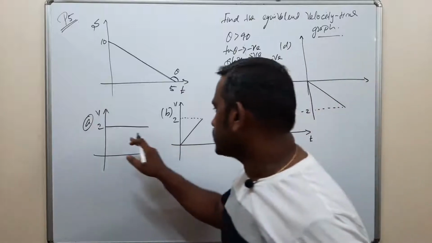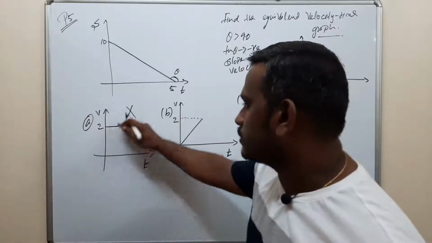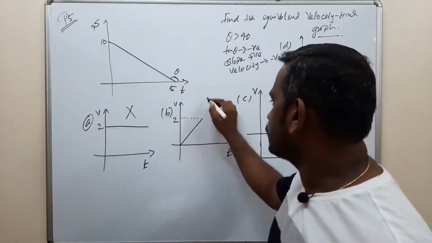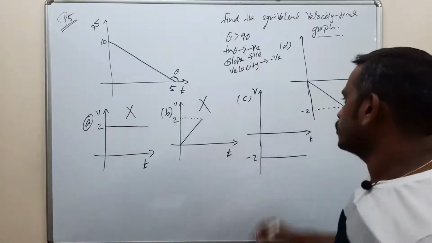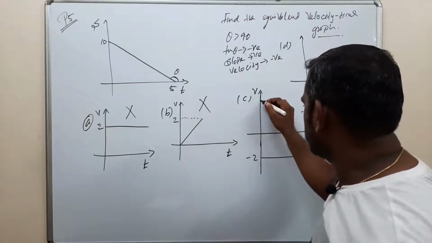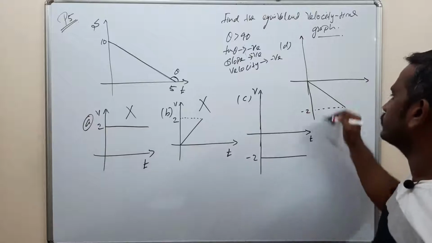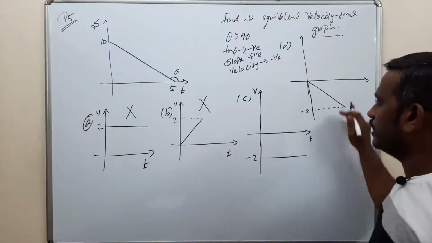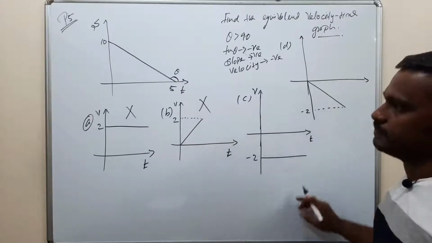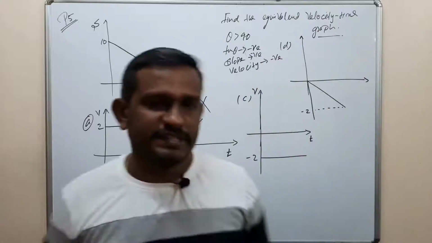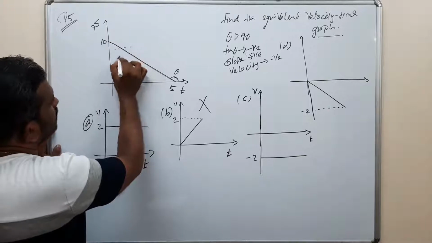Here the velocity is positive, so this is not the option. Here also the velocity is positive, so these two options are not the answer. Considering the other two options, in this option the velocity is negative, and this option also shows negative velocity. So this or this.